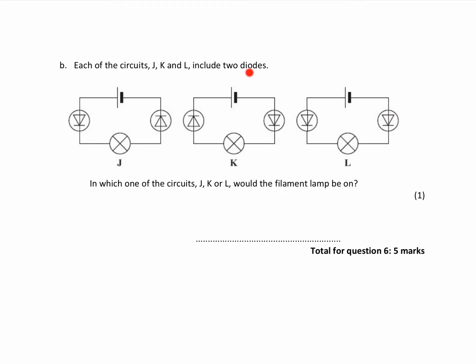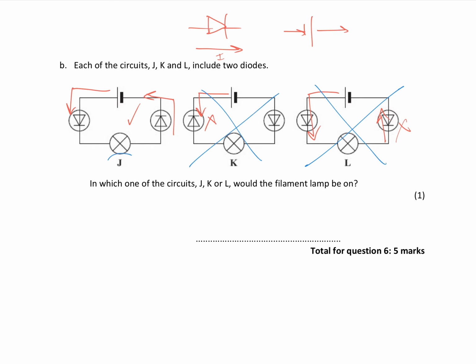Okay, here we have 3 circuits with 2 diodes. And which ones would they be on? Do you remember we talked about this, that implies it's only going to let current flow in that direction. Current always moves from the larger to the smaller, therefore this is going around, that's going around successfully. This one is blocked, this one is successful, but it's blocked. So therefore it can't be this one, it can't be that one, so therefore it's J.